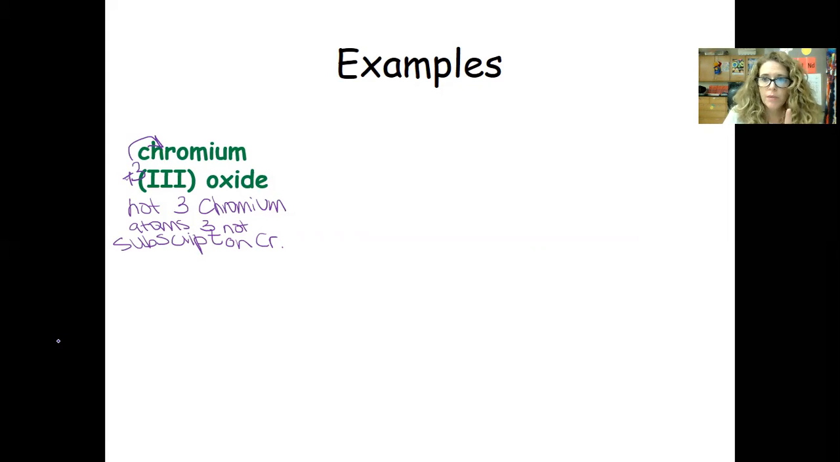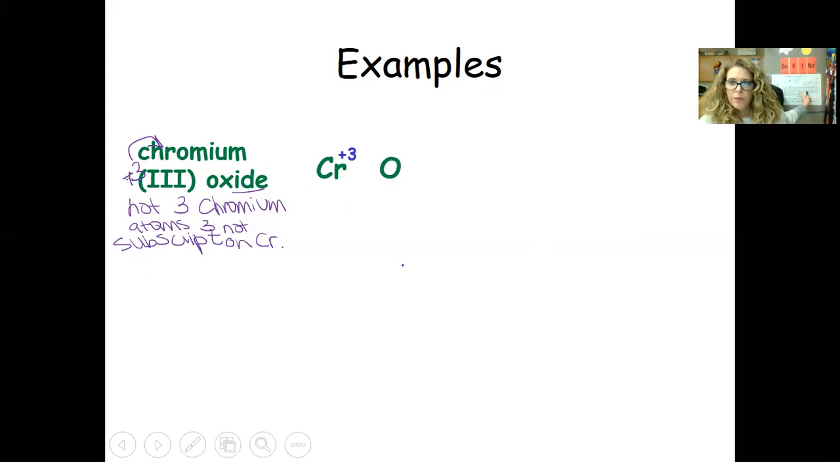So I have to write my symbols. The symbol for chromium is Cr. The word oxide tells me this is the nonmetal oxygen. So I have the +3 chromium, right? And then now I have my oxygen. What the heck is the charge of oxygen? You have to get the charge from the periodic table. There's only one charge for oxygen listed. So if there's only one charge listed, it's always the same, which is going to be, in this case, -2.